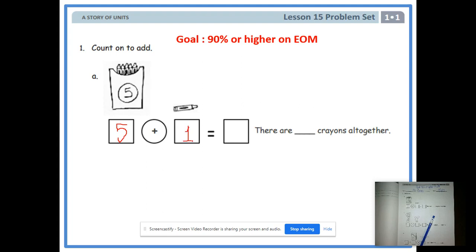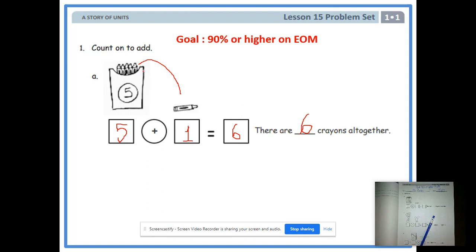And now to find the total, we're going to count on. We say the biggest part, and our biggest part is 5. So 5, 6. So what's 5 plus 1, boys and girls? Get ready. Yes, 6. There are blank crayons altogether. How many crayons altogether? Get ready. Yes, 6 crayons altogether. And that's all you do, boys and girls.